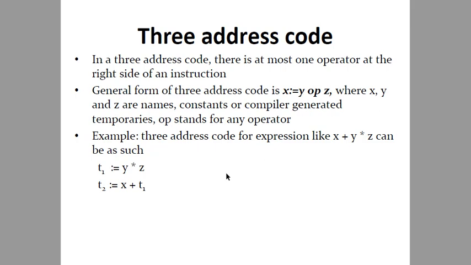In 3-address code, there is at most one operator on the right side of an instruction. 3-address code is a sequence of statements of the general form x equals y op z, where x, y and z are names or constants or compiler-generated temporaries, and op represents the operator. Here is one example. Suppose this is our expression for which we want to generate 3-address statements. What will those statements be like?